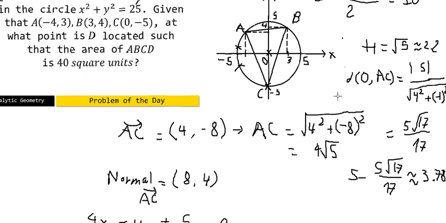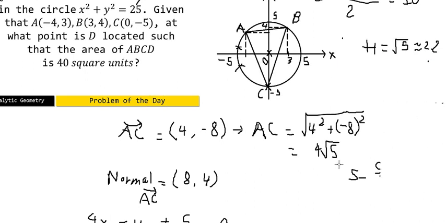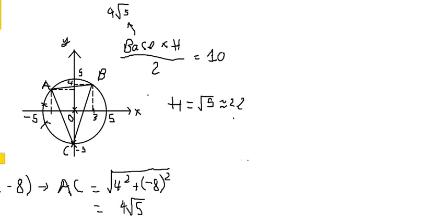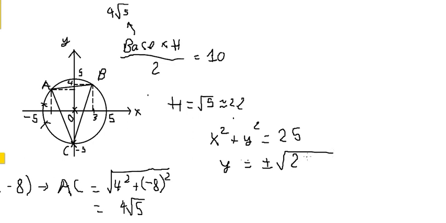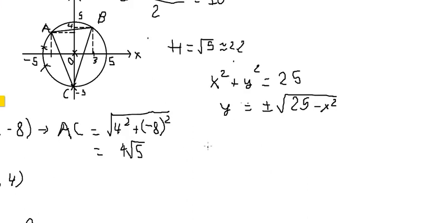So we have the formula of the distance. We have x squared plus y squared is equal to 25. So we have y equals positive and negative the square root of 25 minus x squared. So we need to find the point x, later that we can find the point y in here. So we have the distance of point D to AC, and we have the absolute value.